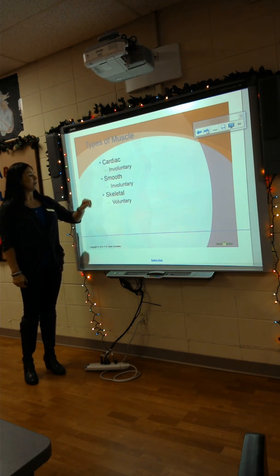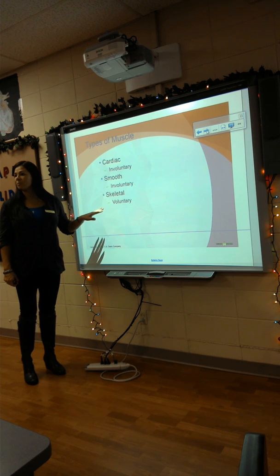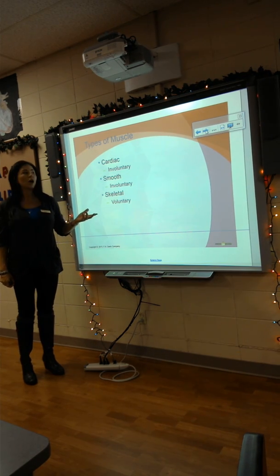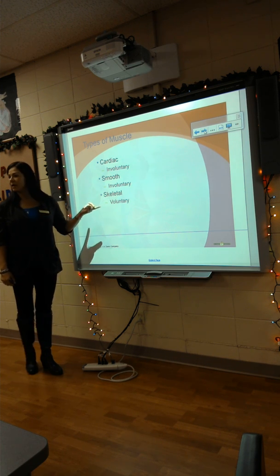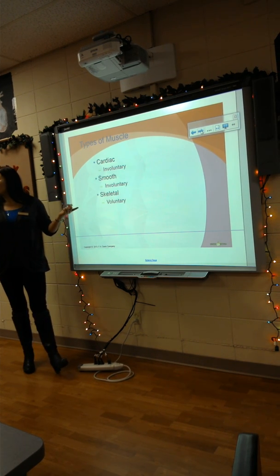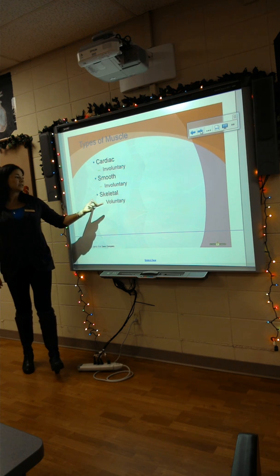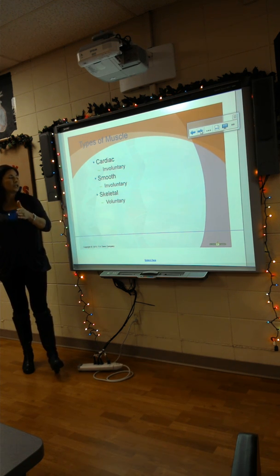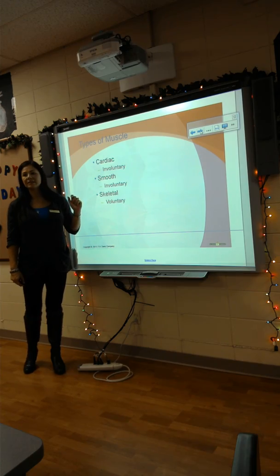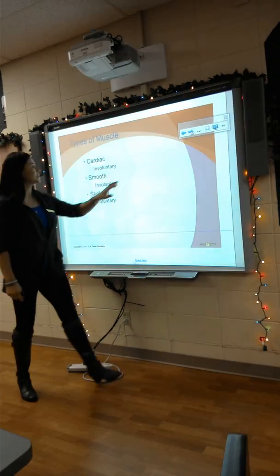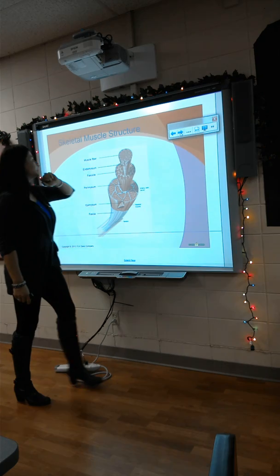Know that cardiac and skeletal under a microscope kind of look alike. So they look striated. Skeletal muscle, when we look at it in a minute, you'll know why it looks striated. There's some things going on with that muscle cell that makes it striated looking. Cardiac muscle has what are called intercalated discs, and that just increases the impulse across that muscle. Smooth muscle looks smooth.